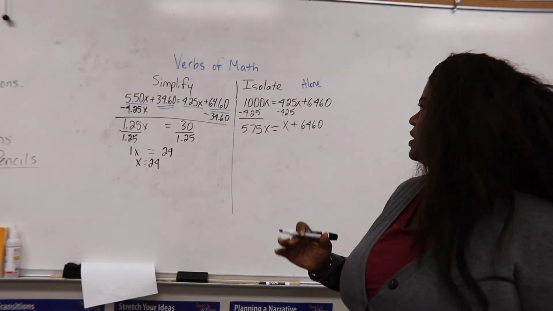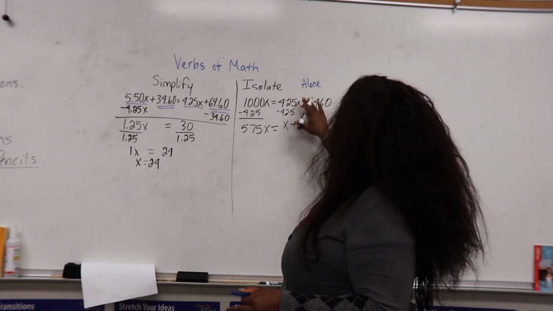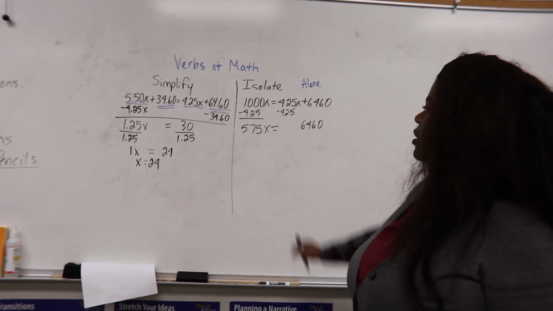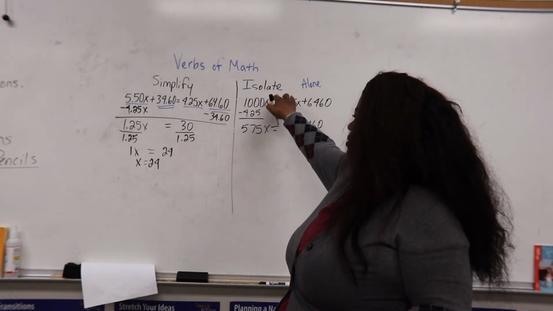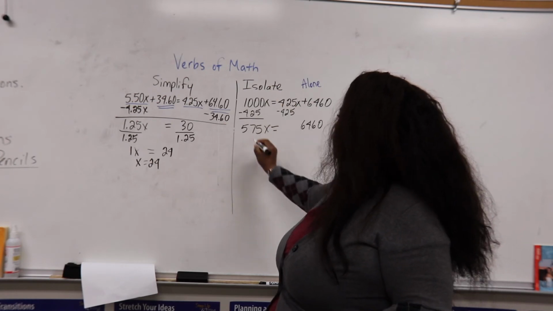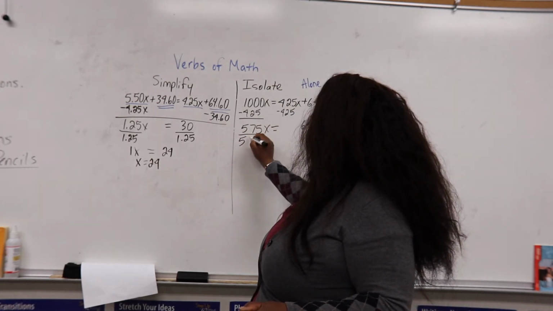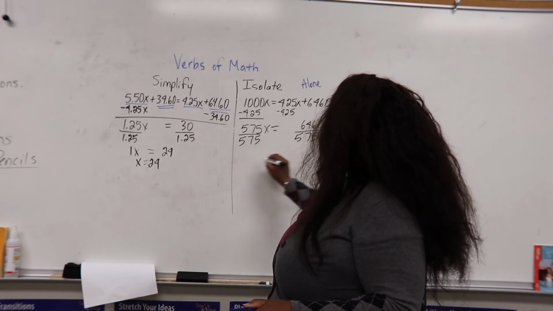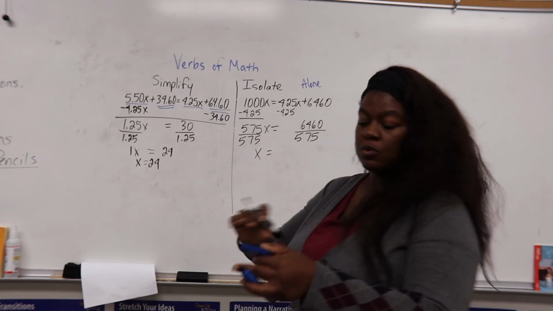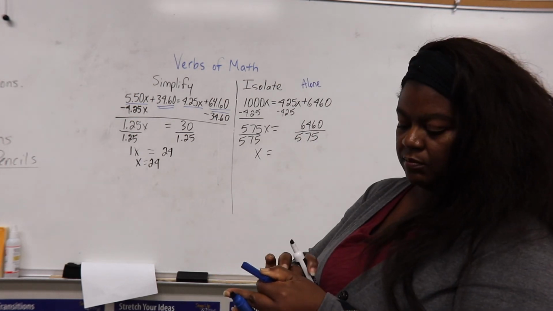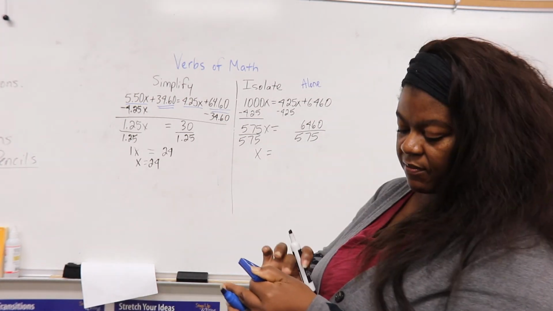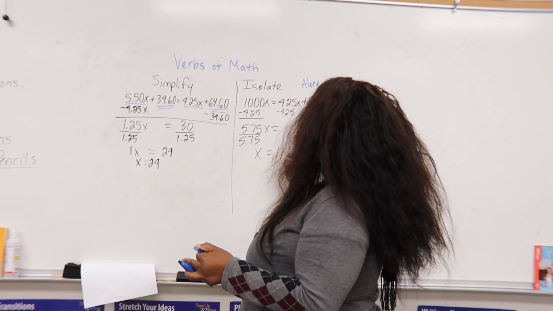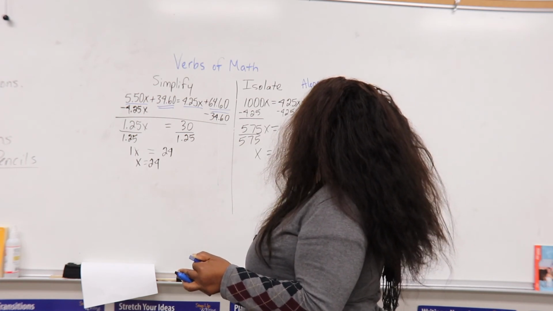All right, we still can do a little more isolating. I'm not sure why I put that x. That was silly. We need to isolate, which is the goal for this one. We need x to be all by itself. So we undo multiplication by dividing. 6460 divided by 575 is 11.23. Why did I write a 5?